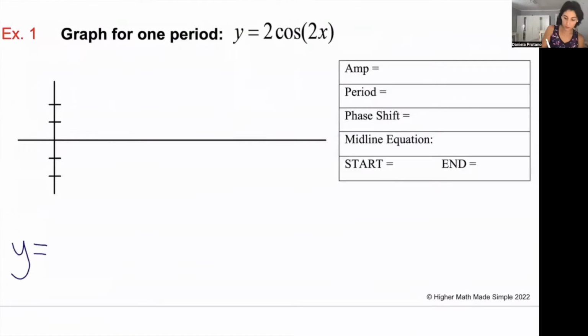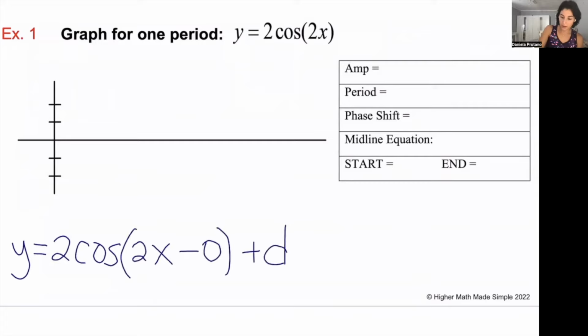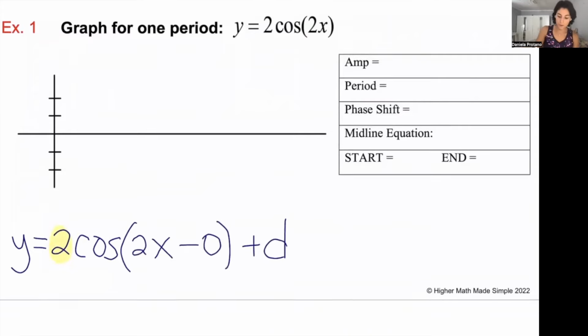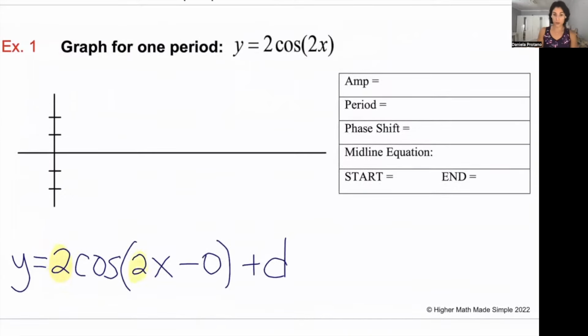It might be beneficial to write the equation as a times cosine of bx minus c plus d. So this is the same thing. Compare it to the cosine parent function: the a value went from 1 to 2, and then the b value also went from 1 to 2.